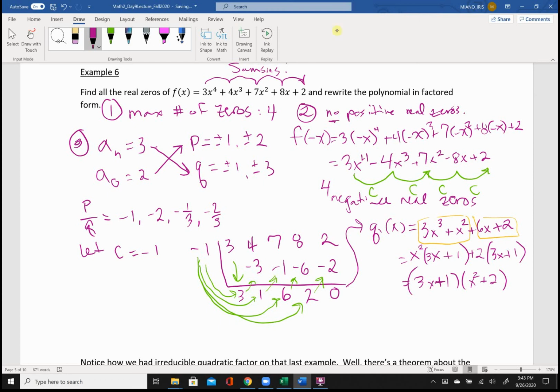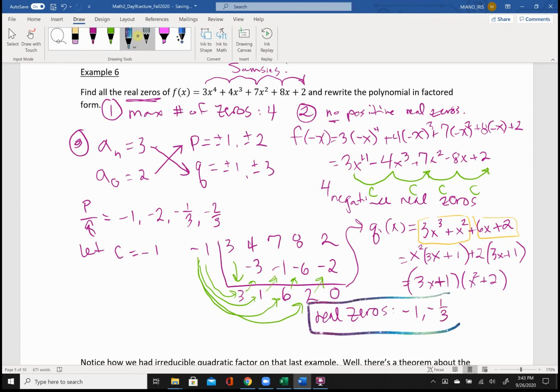So the real zeros that are possible here, real zeros, I guess I'll specify, are -1, and also -1/3 is what you're going to glean from this. That's when this binomial factor is equal to 0. Okay, and that's it. I kind of spoiled it and said, oh, this is going to yield some complex zeros. We'll get into that a little bit later.